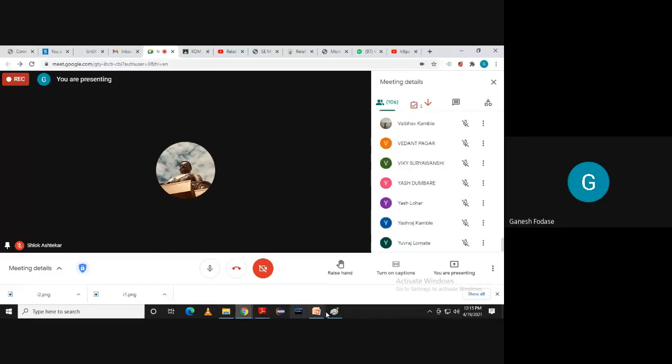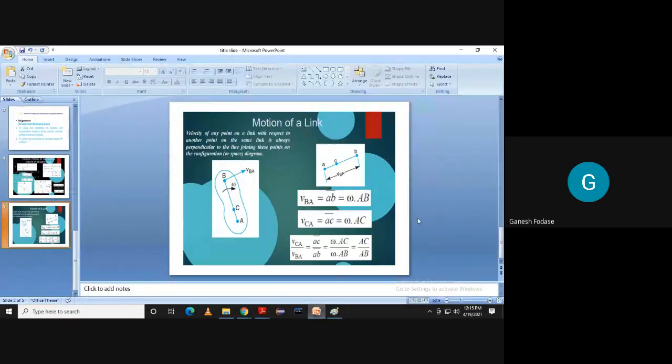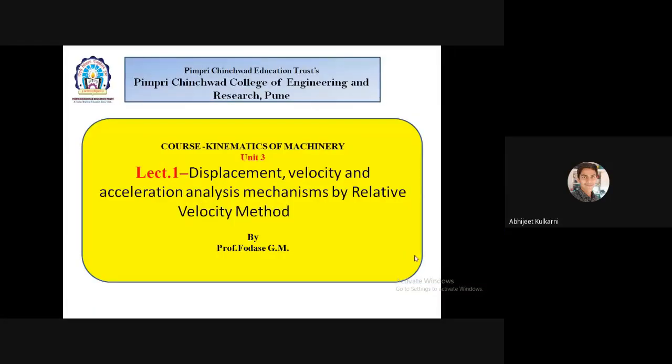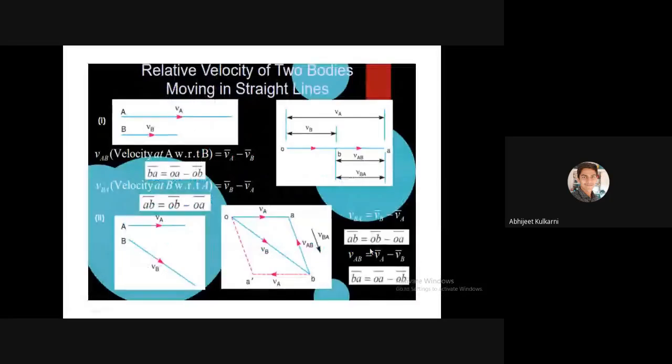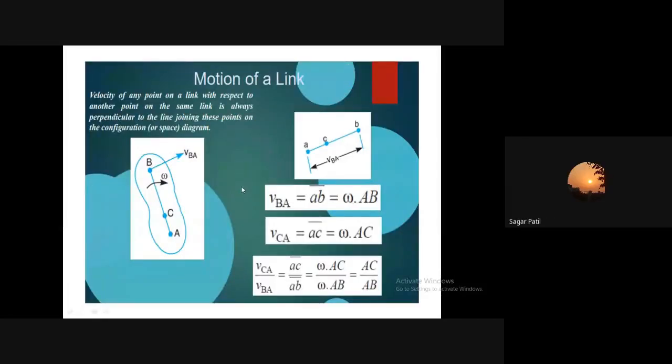Perpendicular to AB. Okay. Any other answer? It will be absolute velocity. So it will be angular velocity. Okay.